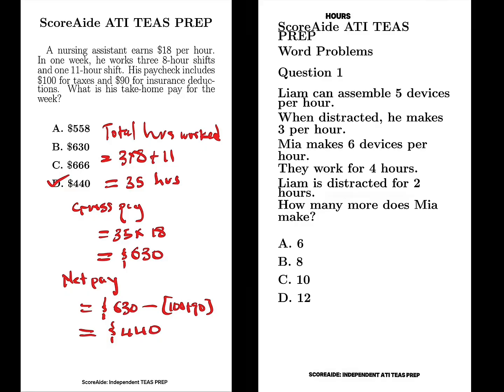They work for 4 hours. Liam is distracted for 2 hours. How many more does Mia make? So very important. The first thing we're looking for is the difference, right? Now we need to address the total number of hours here, which is 4 hours. Now let's look at Liam.